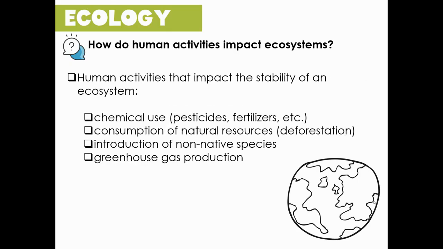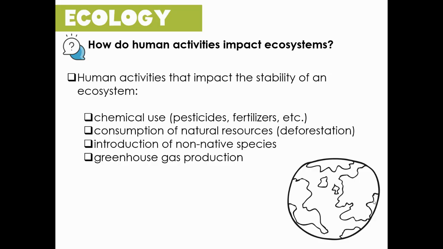Some of the human activities that we talked about this year is chemical use. So we talked about the use of pesticides and how that leads to pesticide resistance. We talked about the overuse of fertilizers and how that can lead to things like algal blooms. We talked about the consumption of natural resources. So we also mentioned our ecological footprint. How are we at using the resources that Earth has provided for us?